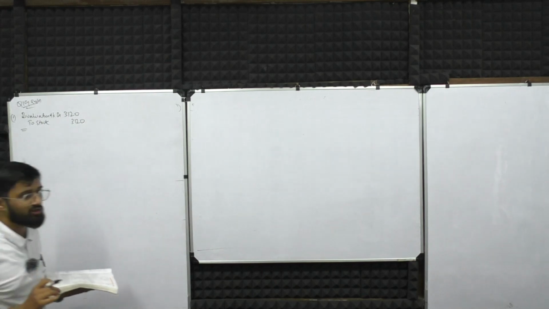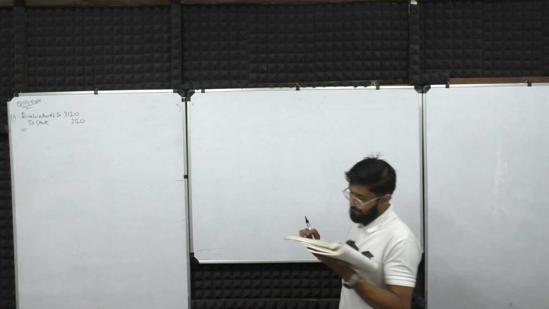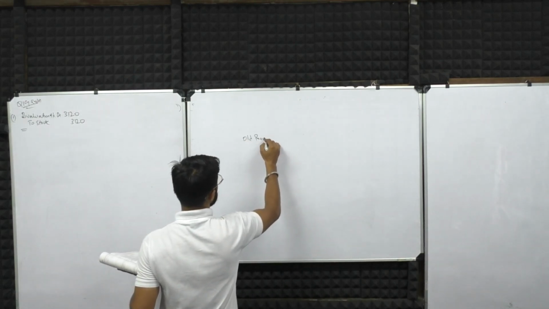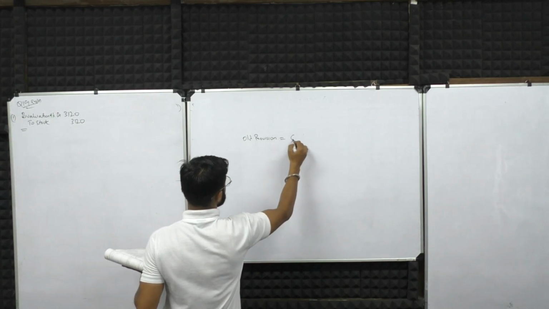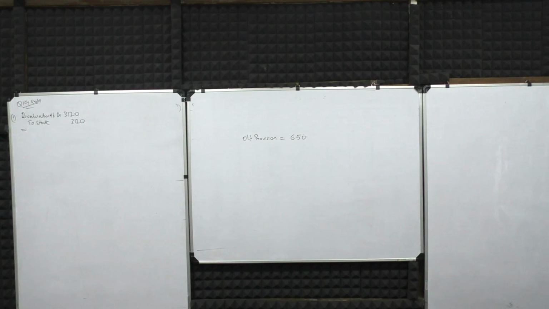Next thing: the reserve for doubtful debts is to be brought up to 5% on debtors. All provision here, the reserve is like a provision. 650.